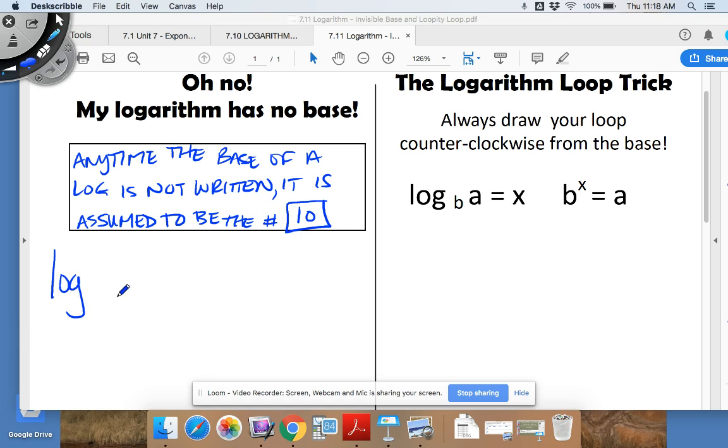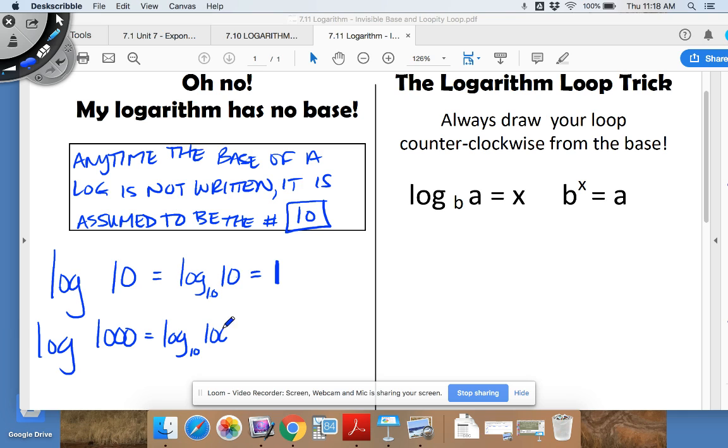So for example, if you just saw log 10, that really means log base 10 of 10, which is going to equal 1 because 10 to the power of 1 gives you 10. Or if you said log 1,000, that really means log base 10 of 1,000. So 10 to the third power gives us 1,000. We'll practice more in actually evaluating logs in just a second.